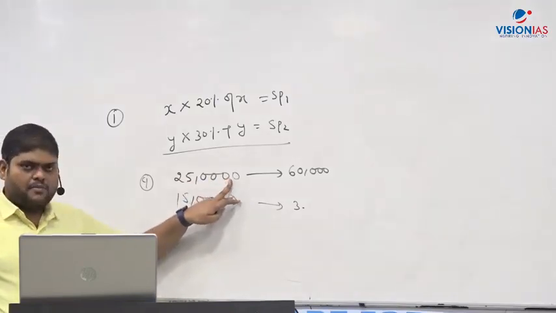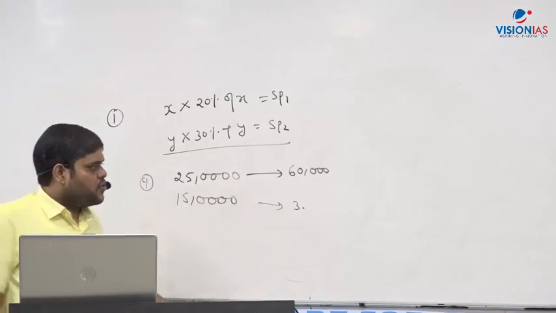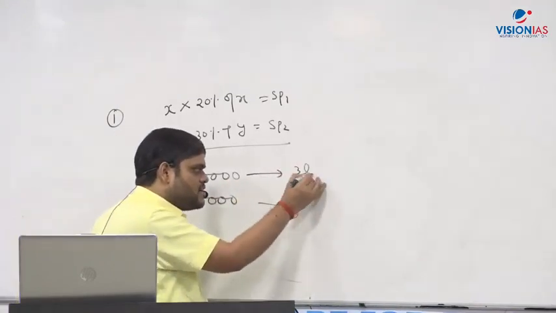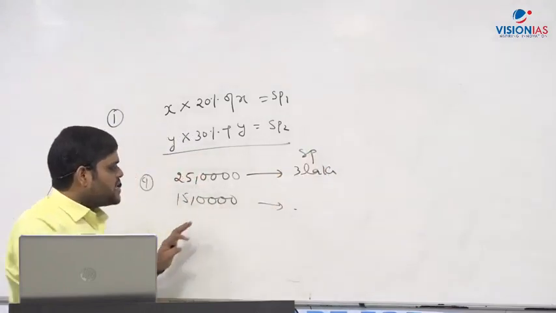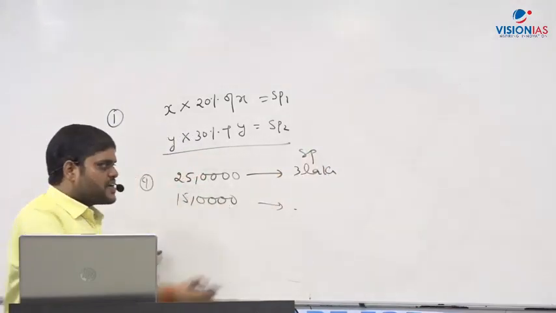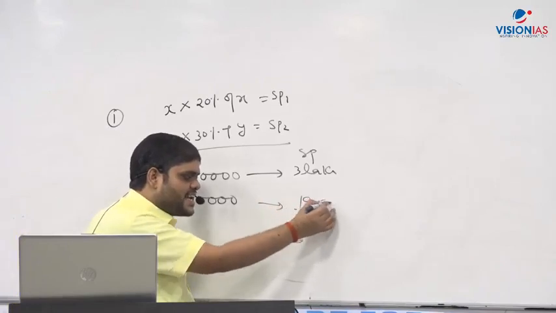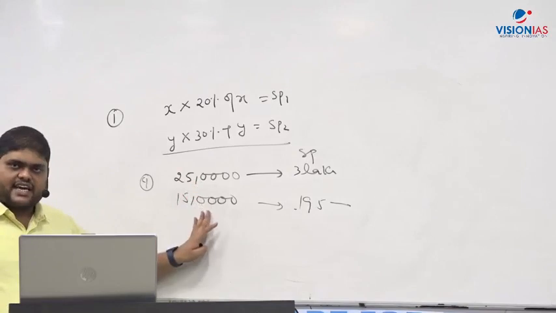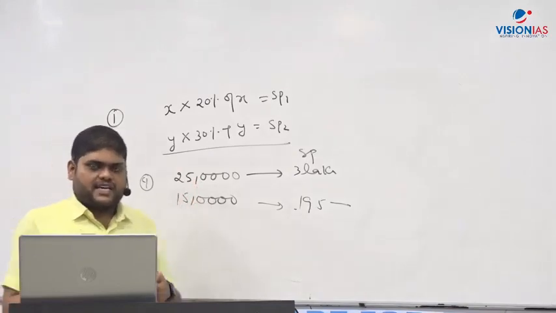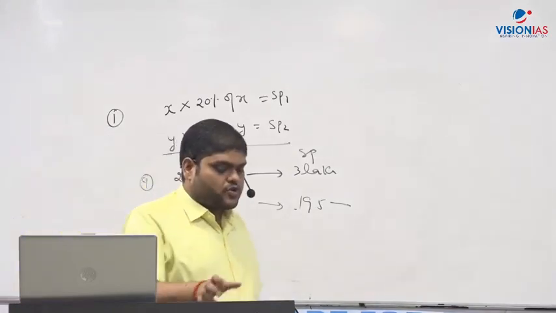So this becomes a 3 lakh selling price, and if I add 30% of this, the selling price becomes 1,95,000. Again, both are not equal. So this will not be the case. That means this option is also wrong.